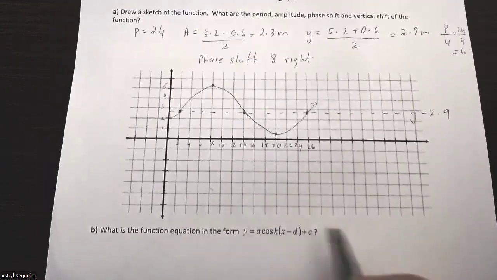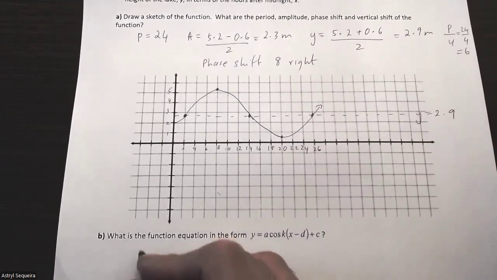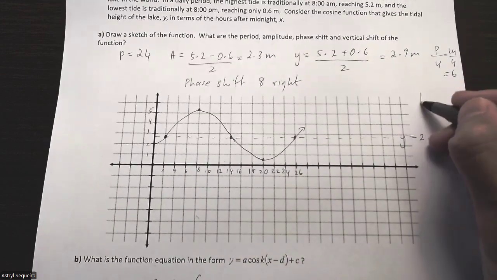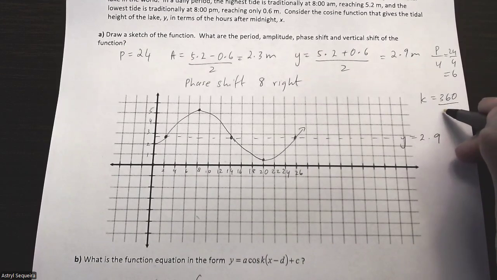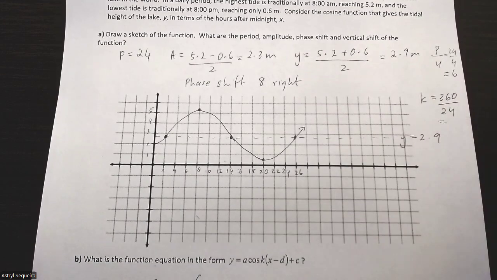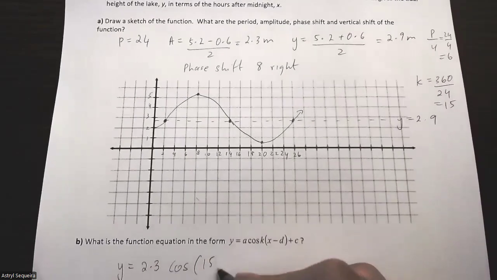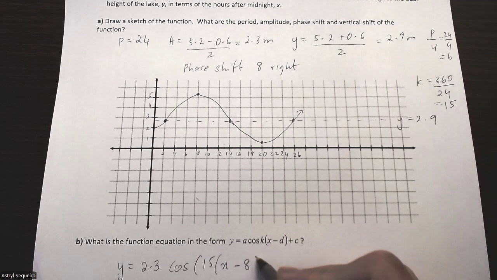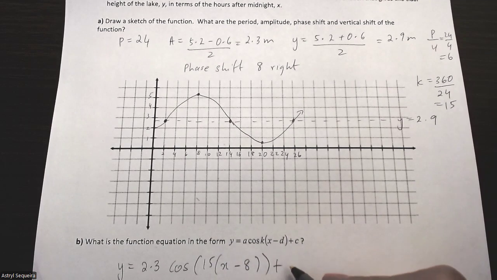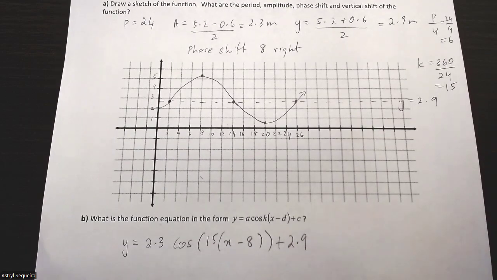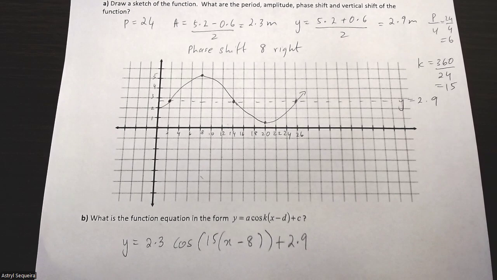So now I can just write my equation based on all of that I have over there. It's pretty easy. y equals, my amplitude is 2.3 cos, my k value, k equals 360 divided by p, which is 24. Do this in my calculator and get 15. So 15 times x minus phase shift, which is 8. And then equation of axis is 2.9, basically the same as the vertical shift.